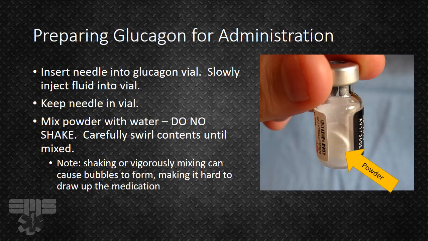Next, insert the needle into the glucagon vial with the powder. Slowly inject the fluid into the vial. Now keep the needle in the vial and mix the powder with the water. Do not shake vigorously, but you'll want to swirl the contents until they're mixed. Just know that shaking or vigorously mixing can cause bubbles to form, which will make it hard to draw up the medication.